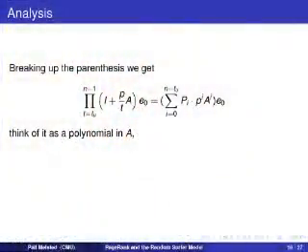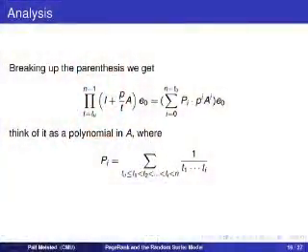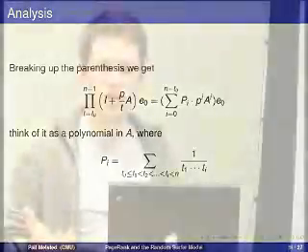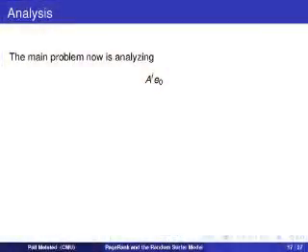So thinking of this as a polynomial in A, we just expand the polynomial and group together the terms A to the i. And that's where the pi comes from. It's simply the coefficient of A to the i. And we have this p to the i as well. So the main problem is analyzing A to the i times e0. And now this is combinatorial stuff.